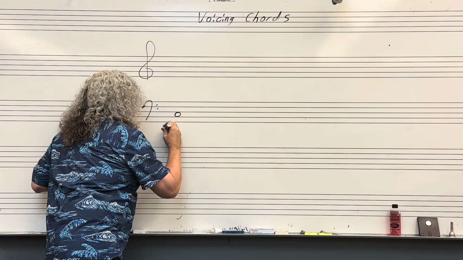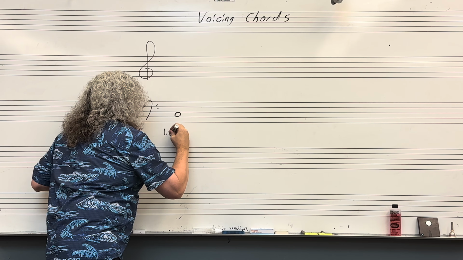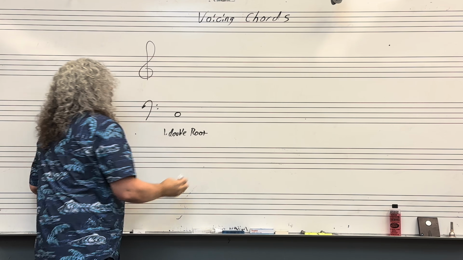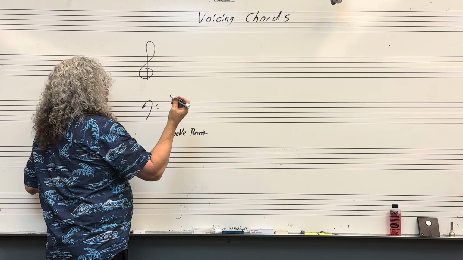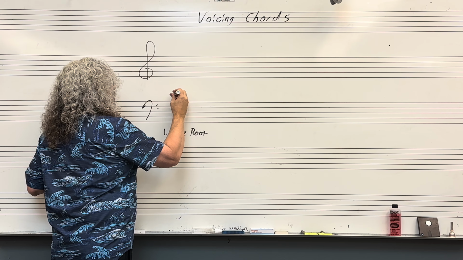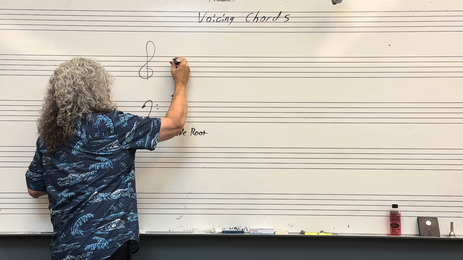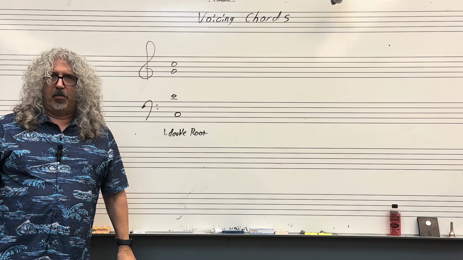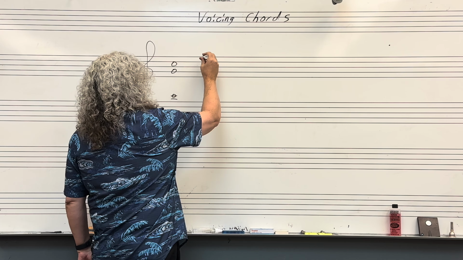Well, your first choice would be, number 1, double the root. So here I'm going to go C. Let's do an E. Let's do a G, and let's do a C. So I have 2 Cs. I have an E and a G. Beautiful. That's great. So that's one option for a triad.